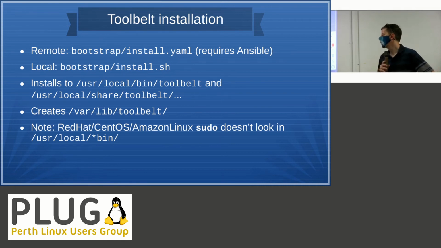Now, just a caveat: if you're on Red Hat or one of its derived distributions, don't try typing sudo toolbelt and expect it to work, because it won't. The path that sudo uses on Red Hat does not include /usr/local/bin and /usr/local/sbin. Presumably, that's a security decision that distro made, and I'm not going to criticize them for it. I'm just going to say that if you want to run Toolbelt on those distros, you either have to use the full path, which is on the third bullet point there, or you can use the ln command to make a symbolic link in /usr/bin, which points to /usr/local/bin/toolbelt. And then you can just type sudo toolbelt in that case.